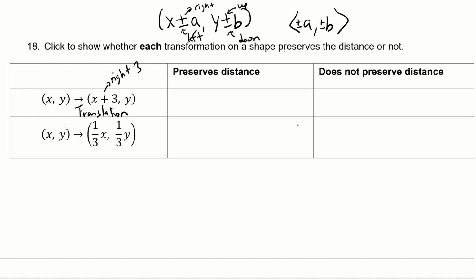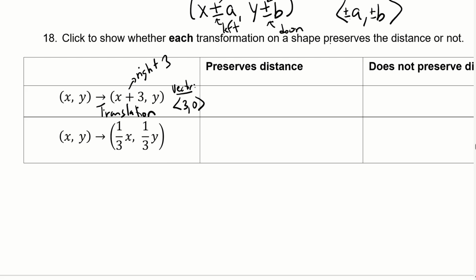All right? So in this case, the translation vector for this example is ⟨3, 0⟩, because you're not moving in the y direction at all, but you are moving in the x direction to the right. Okay, so you should know the difference between the transformation rule and the translation vector. Okay. All right, so does it preserve distance? The answer is yes, because the translation is a rigid motion.